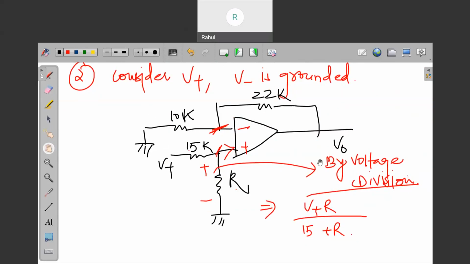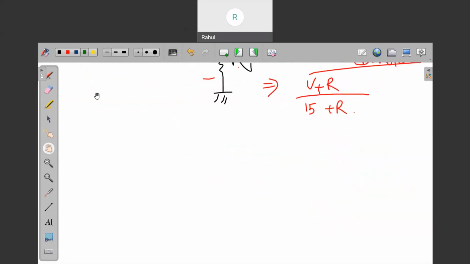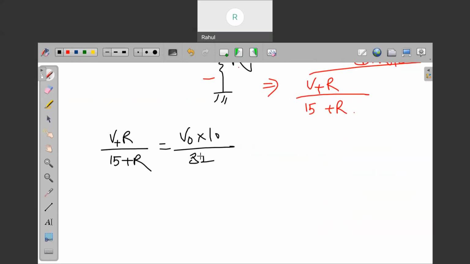So you can apply the voltage division rule, right? Because you can see the voltage across this guy will be what? V naught times 10 upon 22 plus 10, right? So you can write here that V plus R upon 15 plus R is equal to V naught into 10 upon 22 plus 10, that is 22 plus 10, that is 32. Okay, 32.